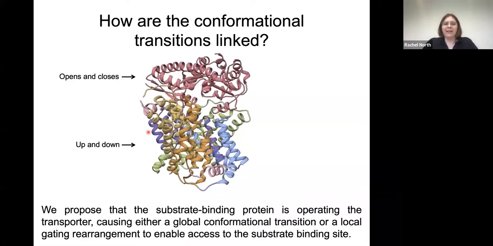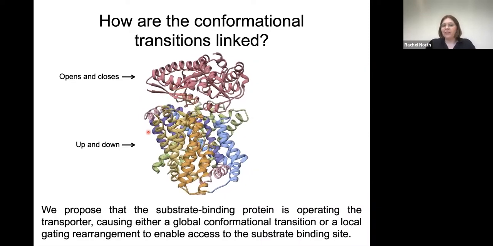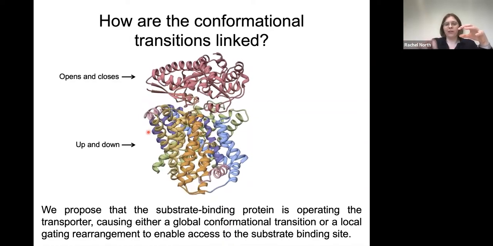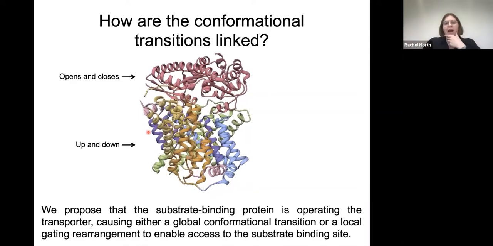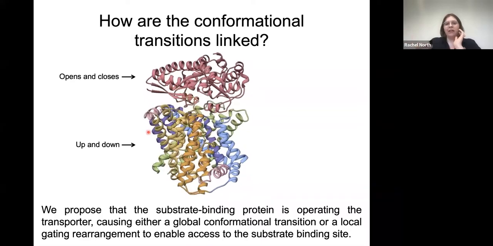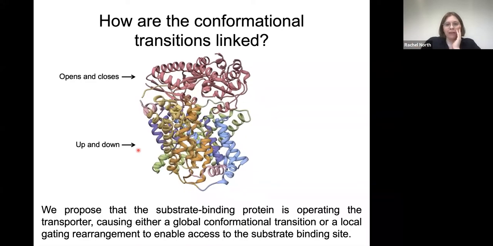they are linked. We propose that the substrate binding protein is operating the transporter, so it's operating the elevator. But is it causing a global conformational transition, so is it binding and causing the transport domain to move up and down by pulling it up or pushing it down, or is it just causing local gating rearrangements? We're not too sure. So maybe it's just binding and causing some small rearrangements just to open the gate, and then the sialic acid can be shuttled in there.